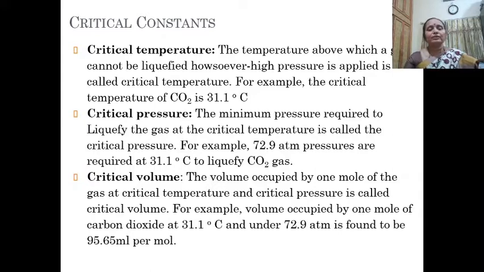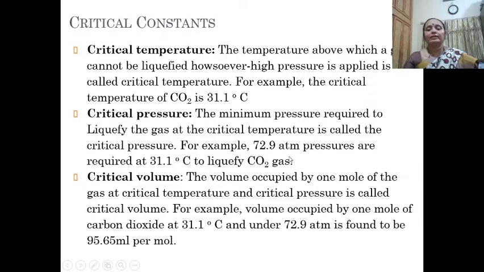Now, coming to critical pressure. It is the minimum pressure required to liquefy a gas at its critical temperature. For example, the critical temperature of carbon dioxide is 31.1 degrees Celsius. That is, at this temperature, the minimum pressure required to condense the gas into liquid carbon dioxide will be called critical pressure.